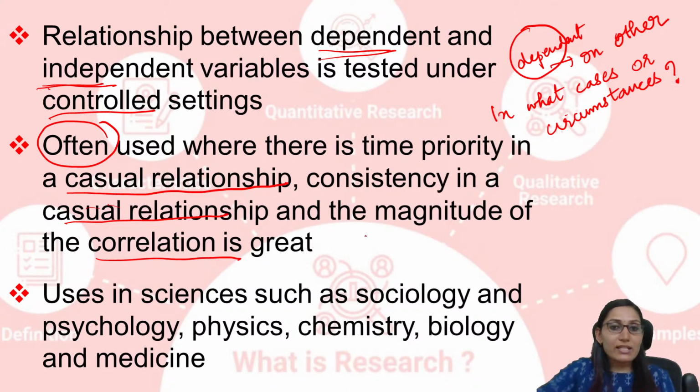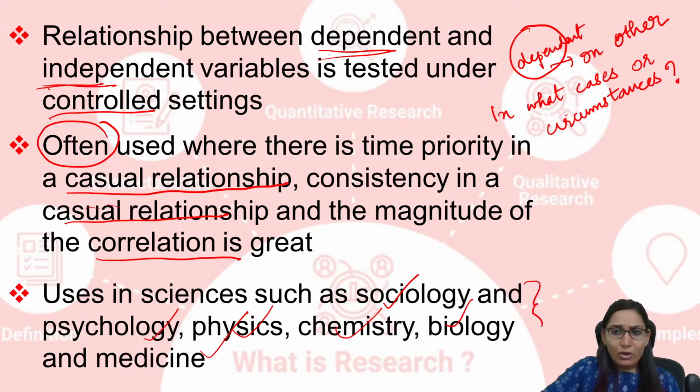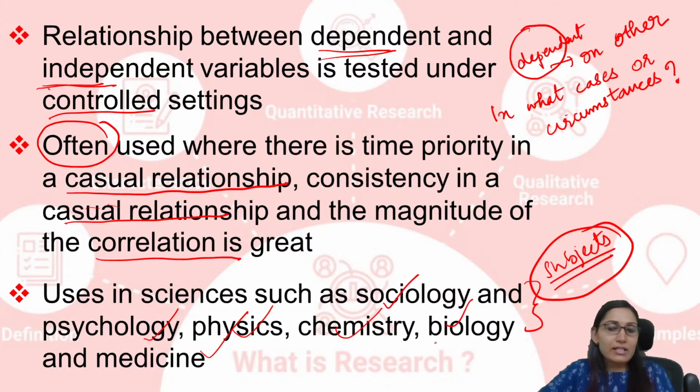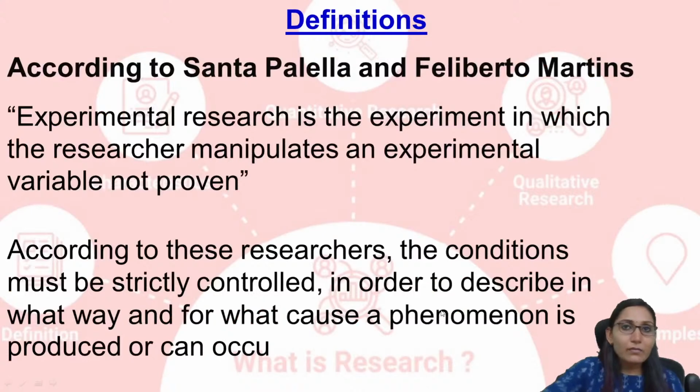And it is used in sciences like sociology, psychology, physics, chemistry, biology and medicine. Why? In all these subjects there is a large scope for conducting various experiments. Okay, now let's come to the definitions given by different people for the same.